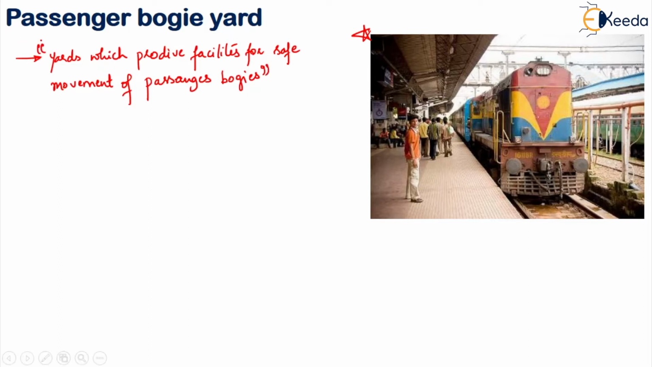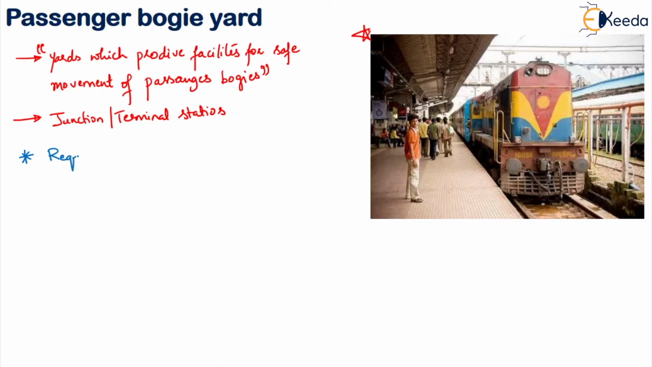So these yards are of specific importance, especially in junction and terminal stations. So we have to provide passenger bogie yards both in your junction stations as well as your terminal stations. Here extra passenger bogies are to be accommodated and their cleaning, washing and storing is also done. So it's very important to provide passenger bogie yards. There are some requirements which need to be satisfied by a passenger bogie yard. Let us see one by one.